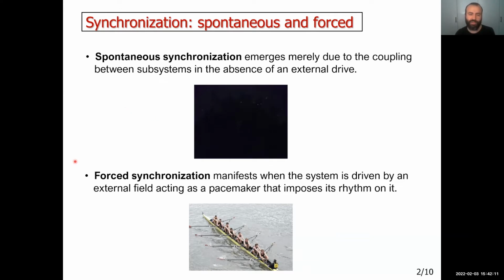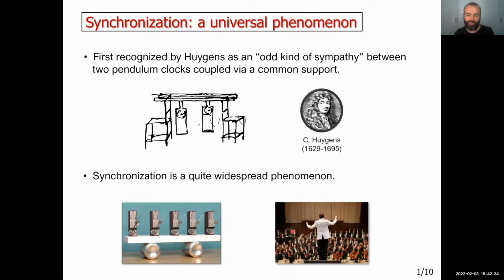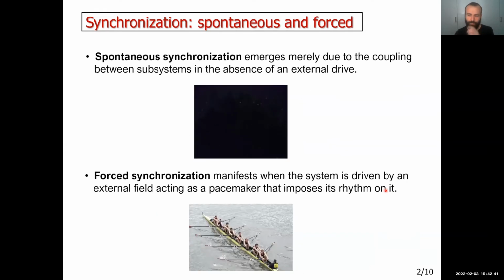The second type is known as forced synchronization, and it occurs when the system is driven by an external agent, acting as a pacemaker, who imposes its own rhythm on the system. Here you see this guy who is imposing a rhythm on the other people who are rowing. Also, the conductor imposing his own rhythm on the orchestra is another example of forced synchronization. But in this talk, I'm just going to talk about spontaneous synchronization.